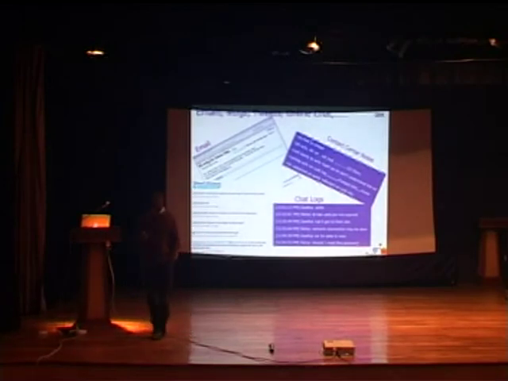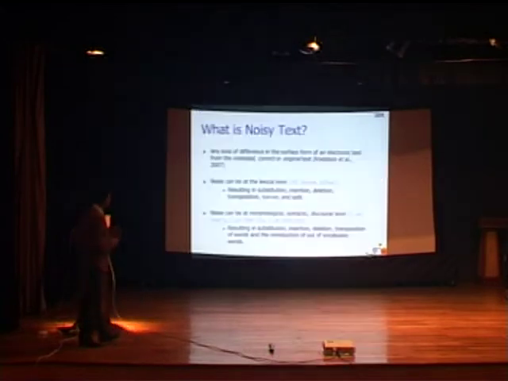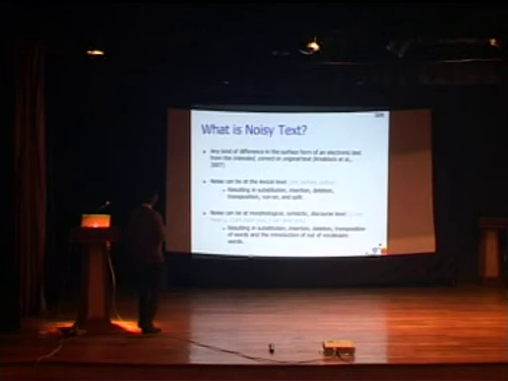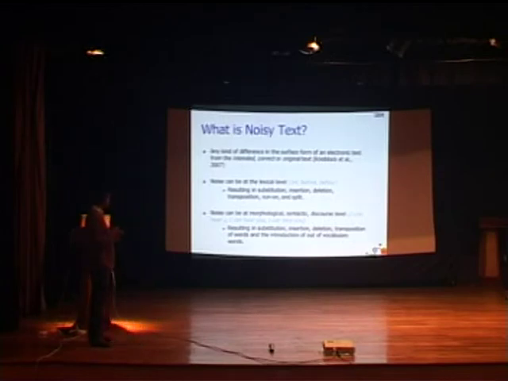Blogs, chat, and we all know that the quality is not very good there. So what is noisy text? Some definitions have been tried, and one such definition is that this is any kind of difference in the surface form of an electronic text from what was intended, what is correct, or the original. Now you can see this is a very broad definition because it's trying to capture all kinds of noise, but it still doesn't capture all the types of noise. It's only capturing the surface form noises really. It's not capturing syntactic and all those forms of noise.